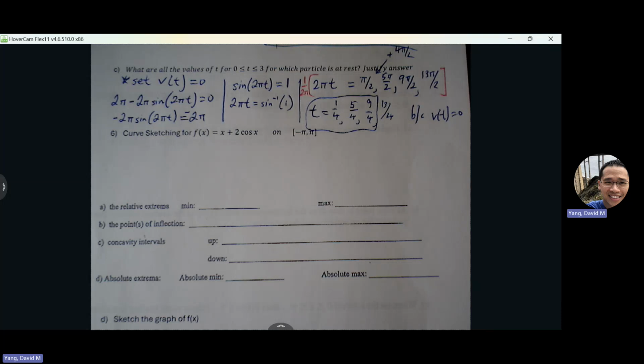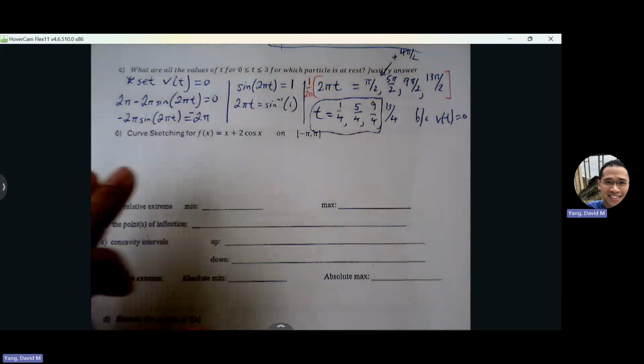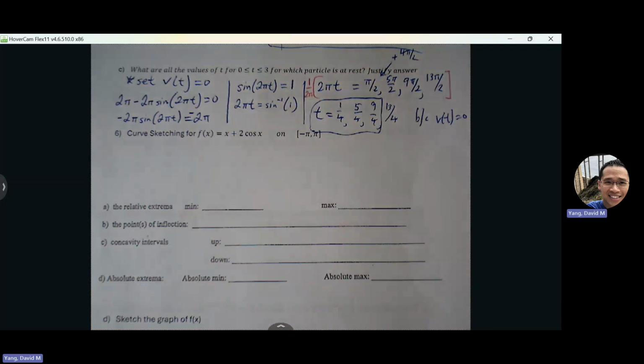Okay, let's do a full curve sketch problem. See how far you can get on your own. Find f prime, set f prime equal to 0, create your slope sign line. Find f double prime, set f double prime equal to 0. List out your critical points.